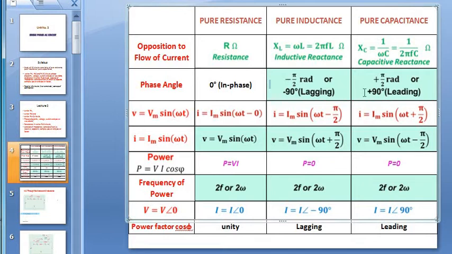Okay, for pure capacitance, the phase angle between voltage and current was pi by 2, but the current was leading the voltage by 90 degree. For leading, positive sign is there. Okay, see, this is the voltage equation. The voltage equation is same for all the cases. V is equal to Vm sin omega t.